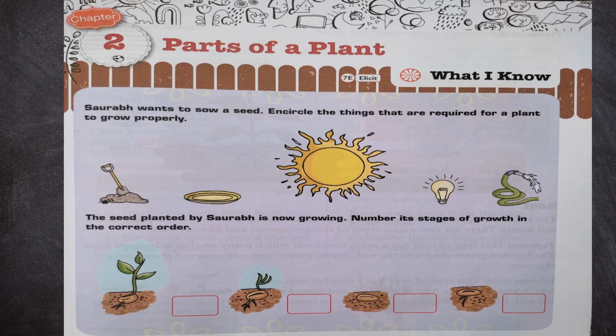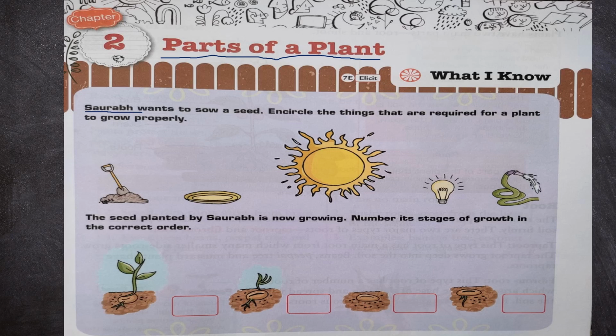Today we are presenting class 3 science chapter 2, parts of a plant. So in this chapter we will study parts of a plant and their functions, and we will do question answers at the end. So don't forget to watch the video till the end.